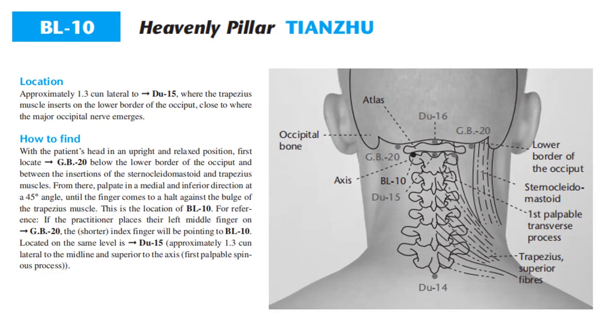For reference, if the practitioner places their left middle finger on GB20, the shorter index finger will be pointing to bladder 10. Located on the same level is DU15, approximately 1.3 cun lateral to the midline and superior to the axis. First, palpate the spinous process.